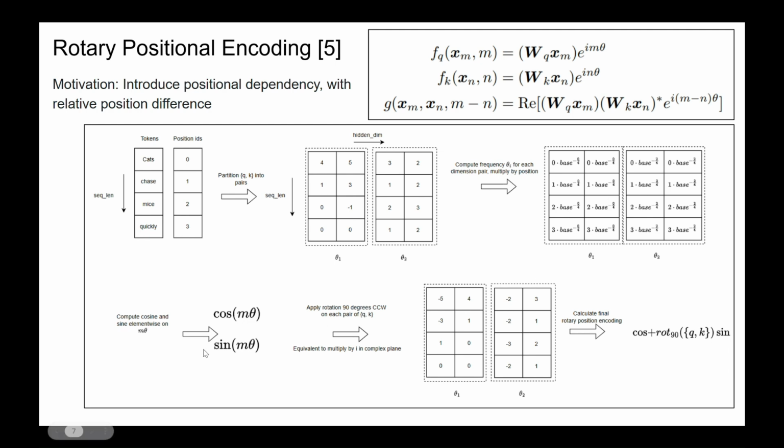And we're going to compute the cosine and sine element-wise on this matrix, and then we are going to rotate, going back to this embedding vector. Suppose that in each pair we have x, y here. We are going to rotate 90 degrees so that it becomes negative y, x. We're going to do the same thing for each of the pairs. And then we're going to calculate this cosine plus the rotation of 90 degrees, which is just this output, multiplied by the sine element-wise of this.